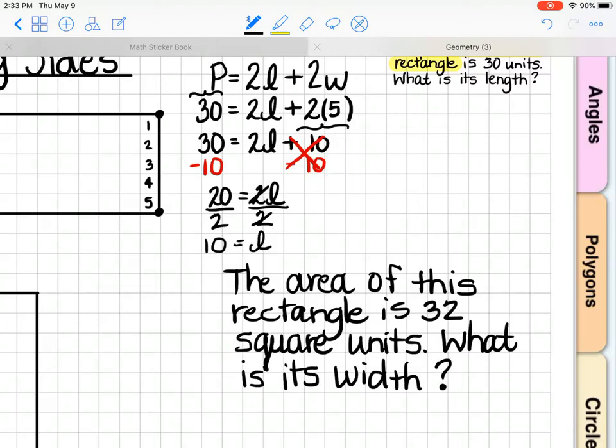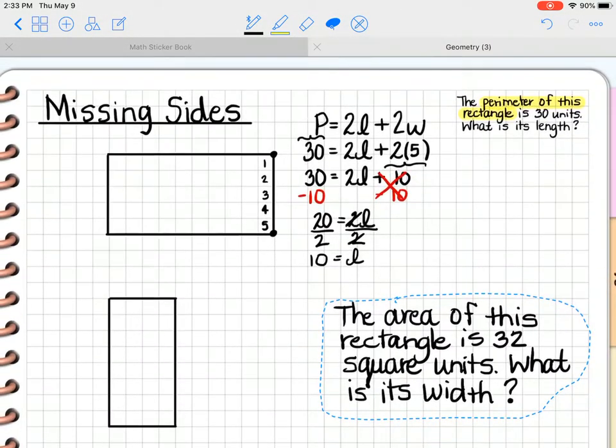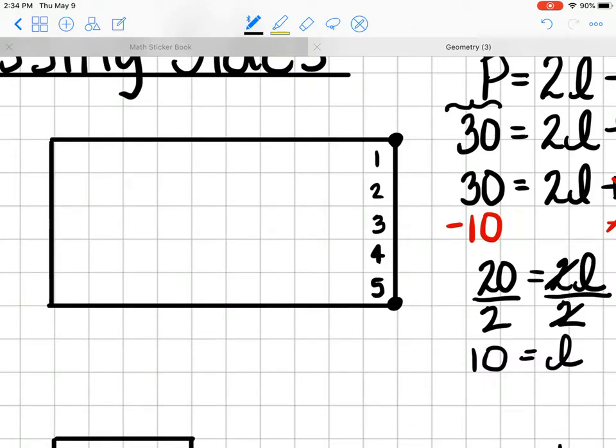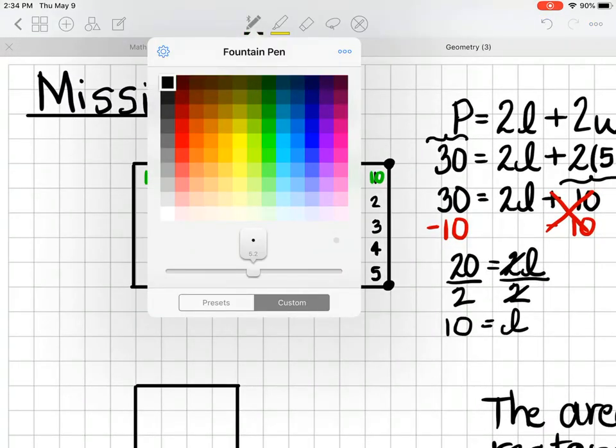And you may be thinking, okay, this lady's crazy, because all I have to do is look at that picture and count the squares. I know that. Okay, let me show you what I'm talking about. So we think the length is 10. Let's see. 4, 5, 6, 7, 8, 9, 10. Sure enough, it turns out the length is 10, and the width we found for ourselves was 5.